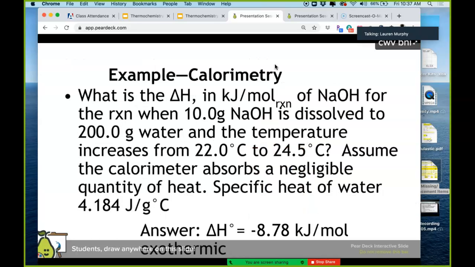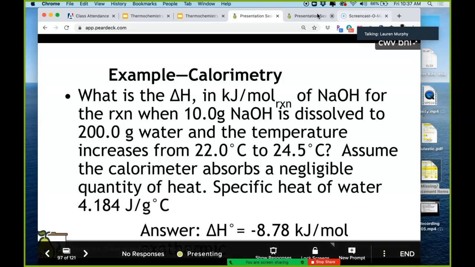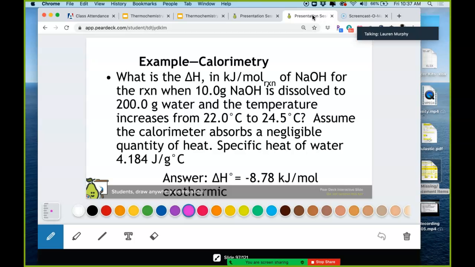All right. So this is what we're going to end with today, this concept. And you've actually already done this before. You just have not ever had it called calorimetry. It says, what is the delta H in kilojoules per mole of sodium hydroxide? They're going to dissolve sodium hydroxide in water, and the temperature changes, meaning the dissolution of sodium hydroxide is an exothermic process. How do I know it's exothermic? Well, the reaction gets hot.